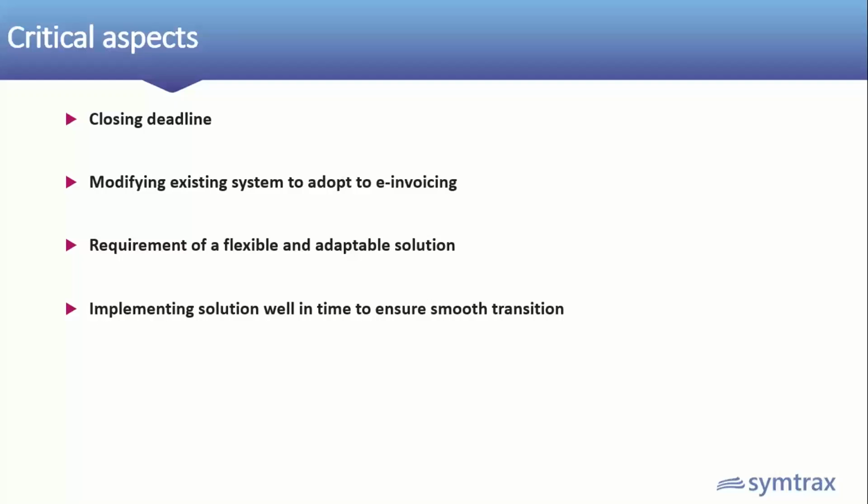Next aspect, which is really going to be important to consider, is getting a flexible and adaptable solution so that a minimum number of modifications are required to the existing system, and within the timelines the task will be executed. And last but not least, implementing the solution well in time to ensure smooth transition. Since the government is continuously trying to improvise and make the portal better, if everything is set from their side, there are very few chances that any considerable deviation could be given to the companies starting to do e-invoicing in phase 2 from the 1st of Jan 2021.